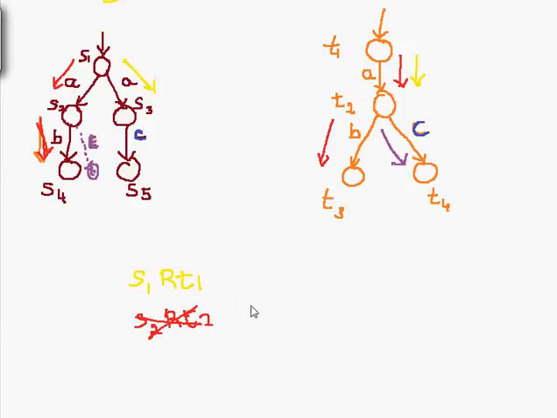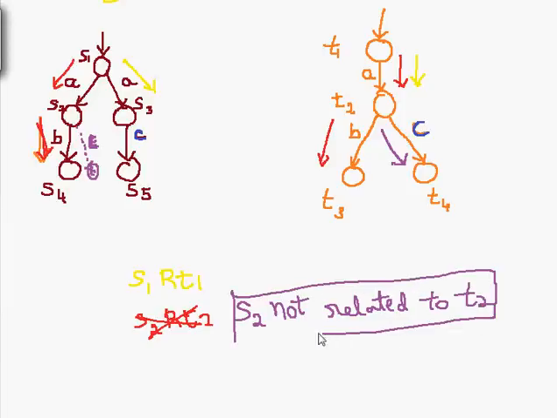So S2 is not related to T2, but it should have been related. So these two label transition systems are not equivalent. That is, they do not exhibit the same behavior. But they look the same. Let us see what behavior they exhibit.